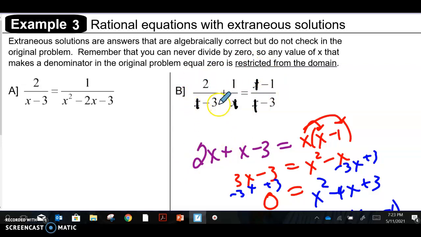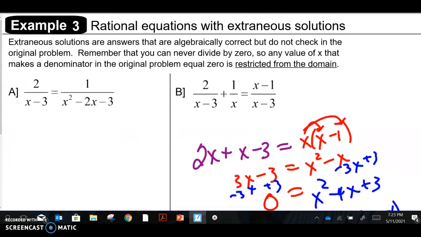1 minus 3 is negative 2. 2 divided by negative 2 is negative 1. 1 divided by 1 is 1. 1 minus 1 is 0. 1 minus 3 is negative 2. On the left side, negative 1 plus 1 is 0. 0 divided by anything is 0. Yes, 1 works. When I put 1 in, the left side of the equation was equal to the right side of the equation. So that means x equals 1 is a solution.